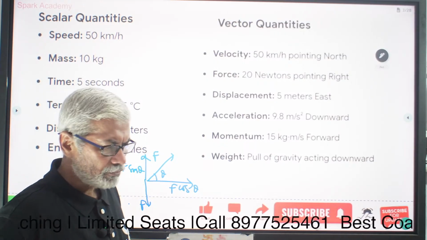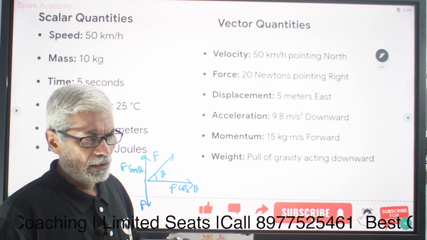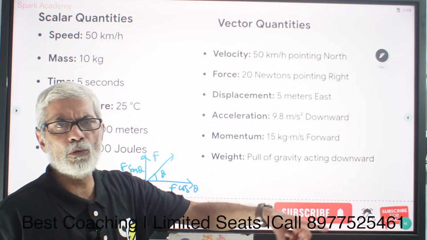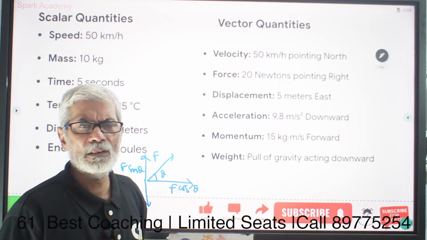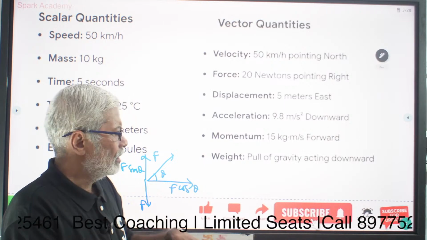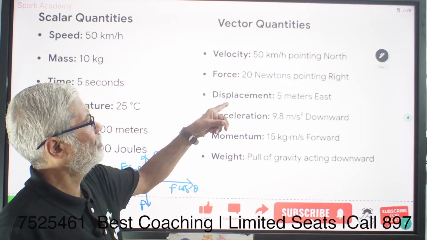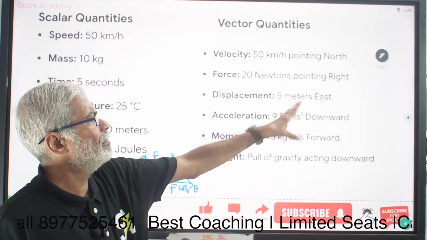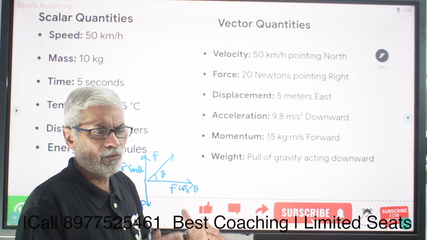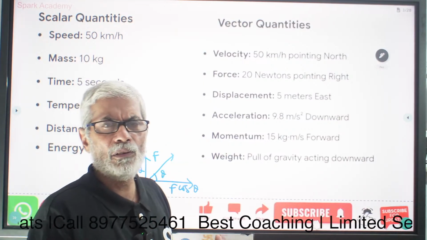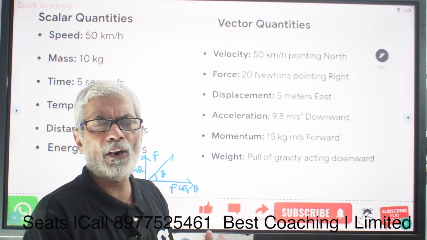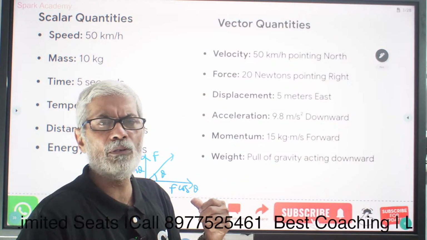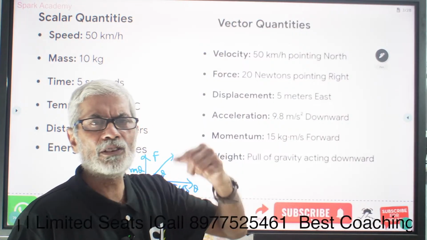So work is nothing but the application of the force and the distance moved should be in a straight line. So that is one example of force acting at some angle. Displacement 5 meter east. So many problems are there. Suppose the body is traveling in east, west, north, south direction, north of east, east of south.